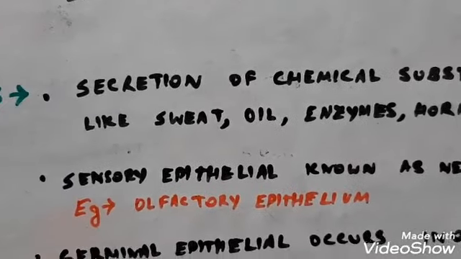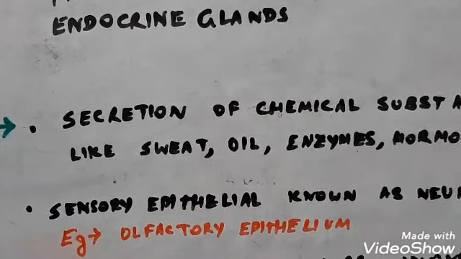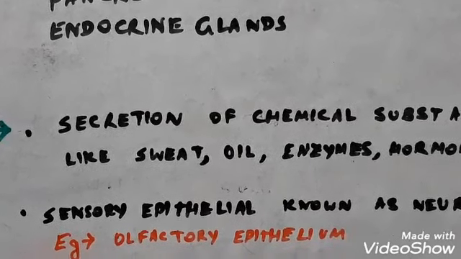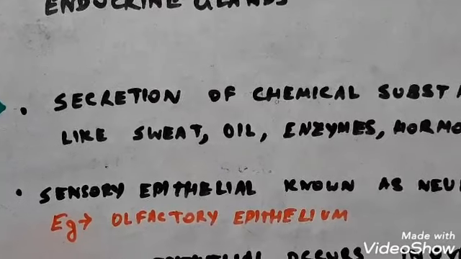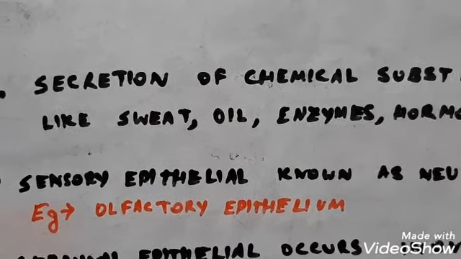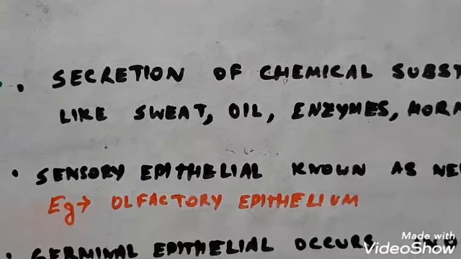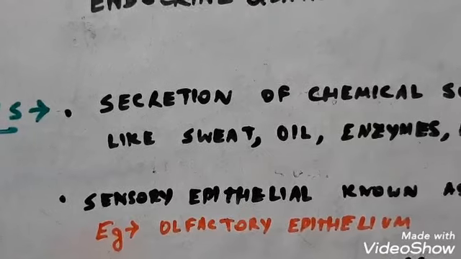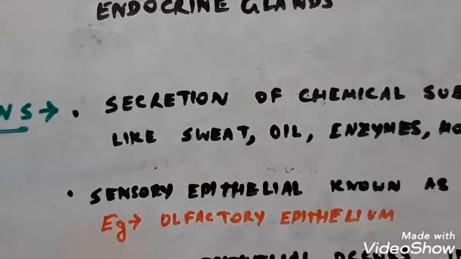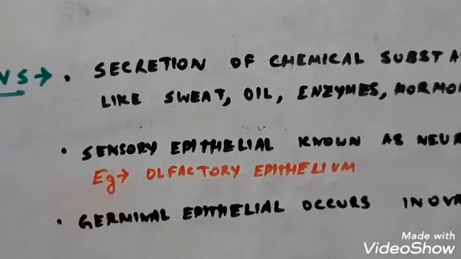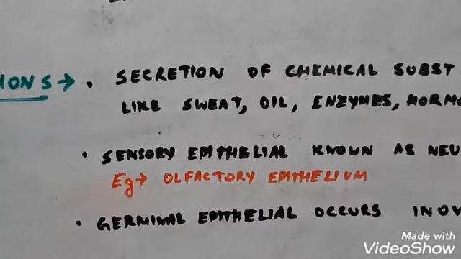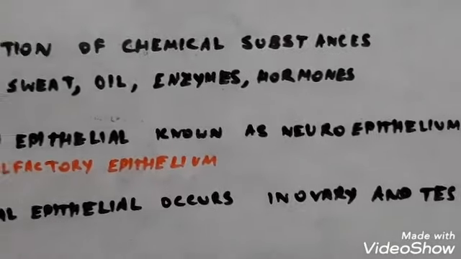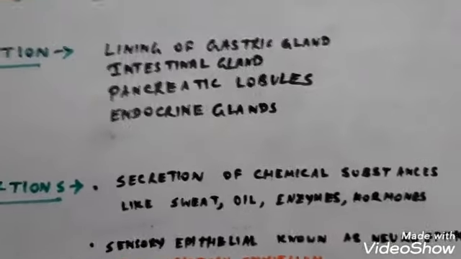Next is the sensory epithelium. The sensory epithelium is known as neuroepithelium. Sensory epithelium consists of specialized columnar cells. They have sensory hair on their free surfaces. One example of sensory epithelium is olfactory epithelium, which helps in olfaction and is present in our nasal passage or nasal cavity. Next is the germinal epithelium, a type of glandular epithelium that is present in the testis and ovary. So these are the types of glandular epithelium.